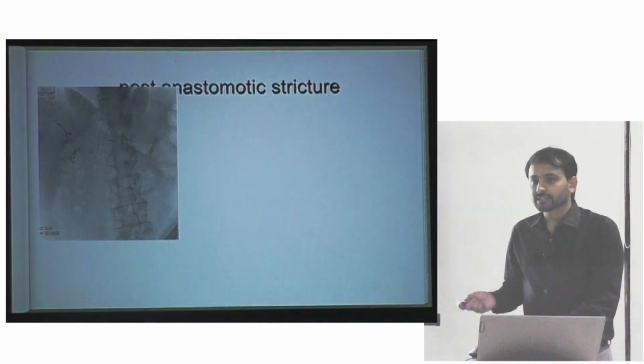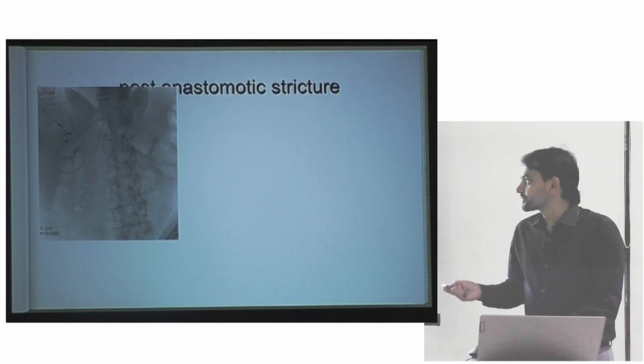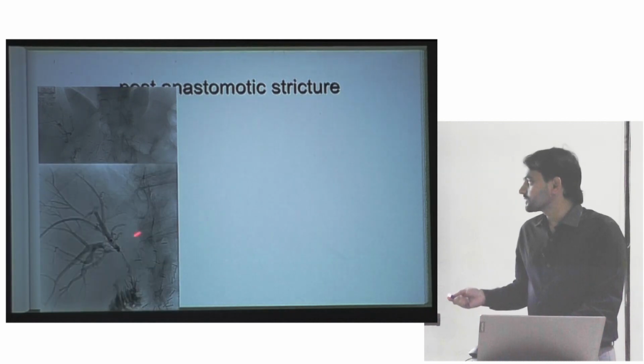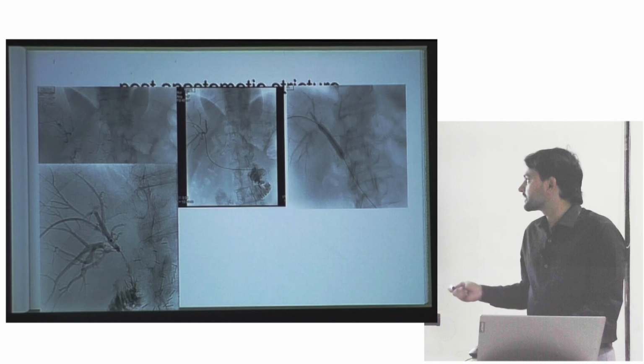And post cholecystectomy, there can be some biliary obstruction because of anastomotic stricture. In those conditions, we will do serial dilatations through the PTBD procedure again. These are some case images.